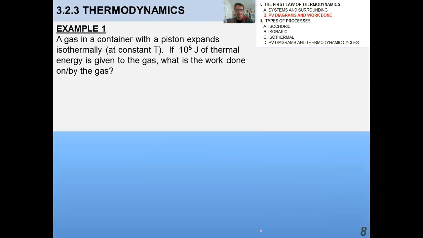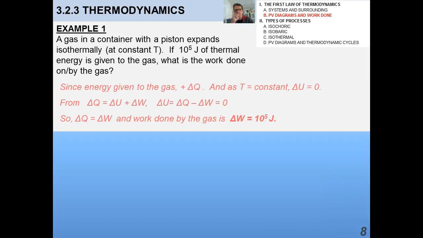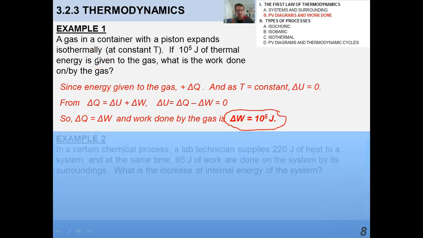So let's jump right into an example. Example 1: a gas in a container where the piston expands isothermally. What's the work done by the gas? Since the energy given to the gas is positive, and T is constant, delta U is 0. So from the first law of thermodynamics, delta Q equals delta W. So the work done by the gas is exactly equal to the thermal energy given to the gas, which is 10 to the 5th joules.